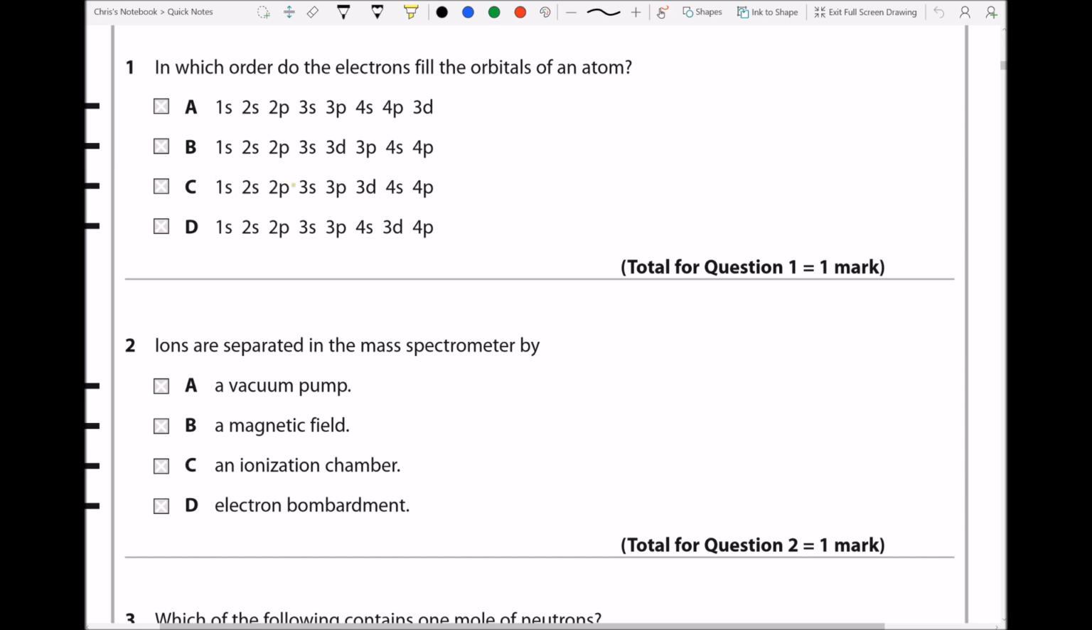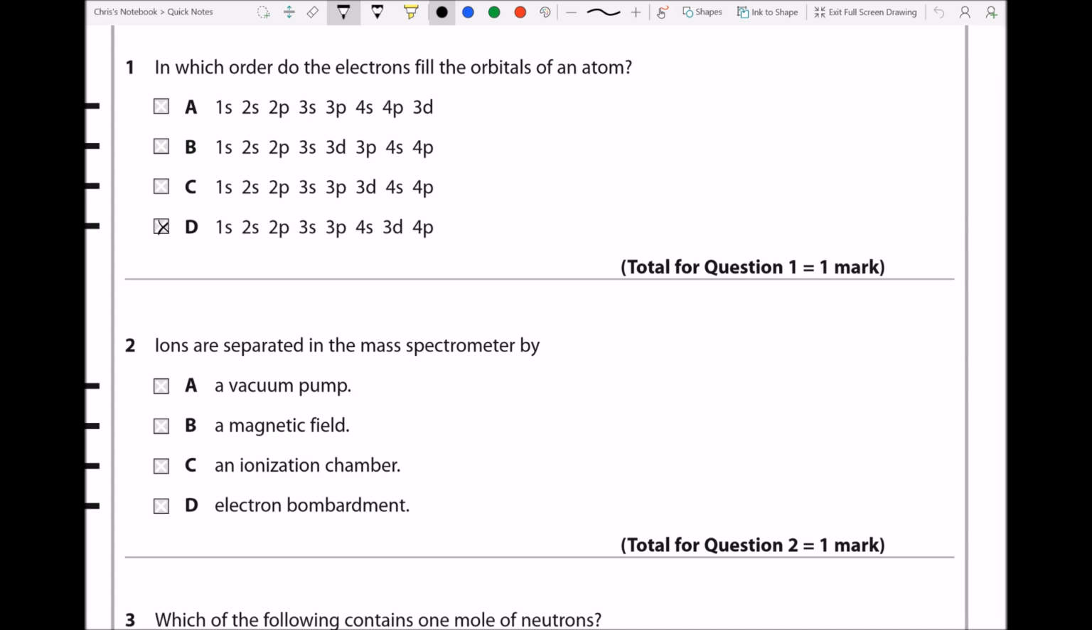C, 1s, 2s, 2p, 3s, 3p, 3d, 4s. Right, these two are the wrong way around. So it only leaves us with D, and this one's correct. So it's always your 4s that is lower in energy than your 3d. So this one is going to be D.